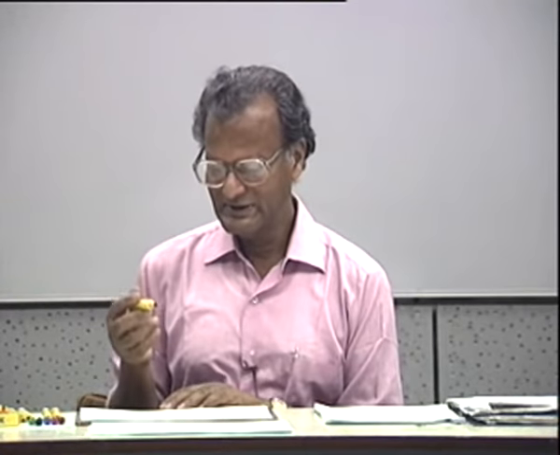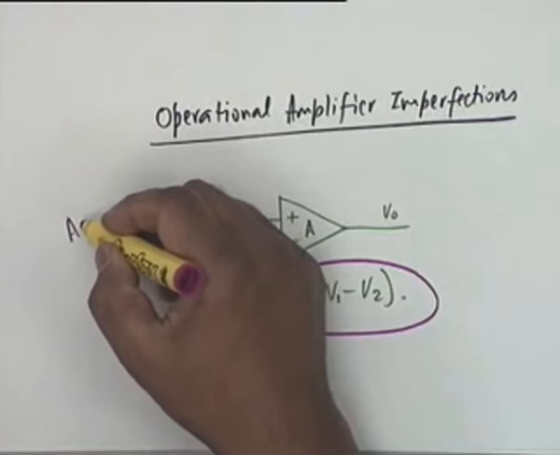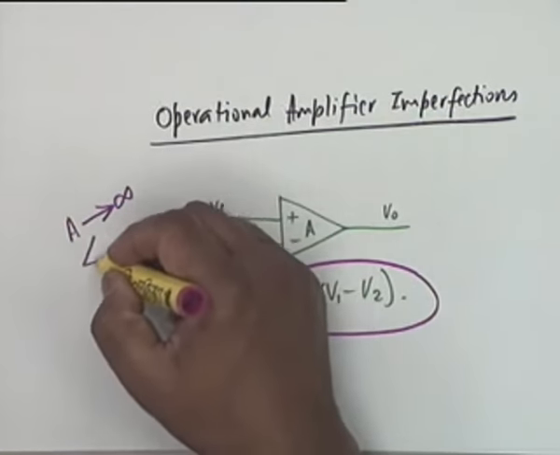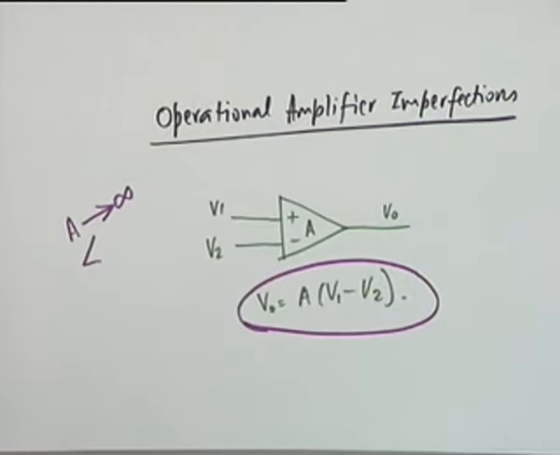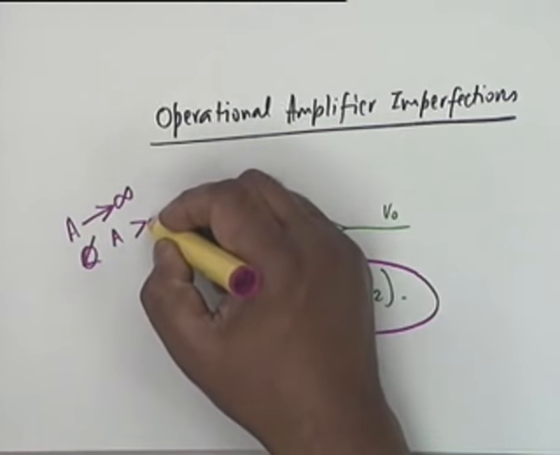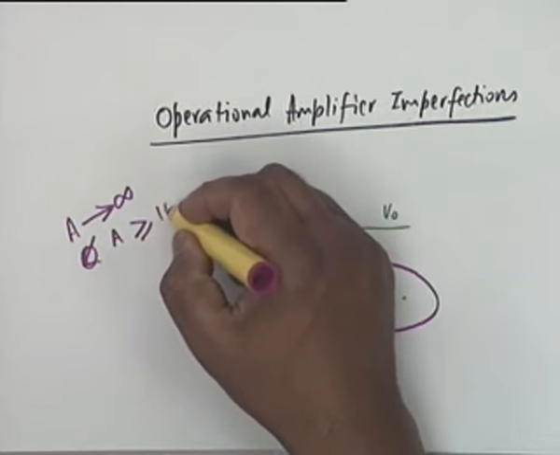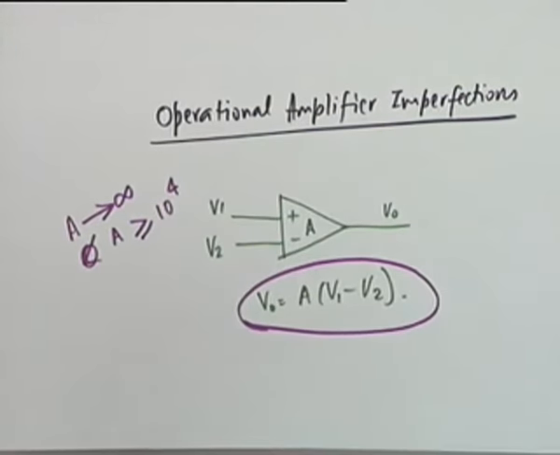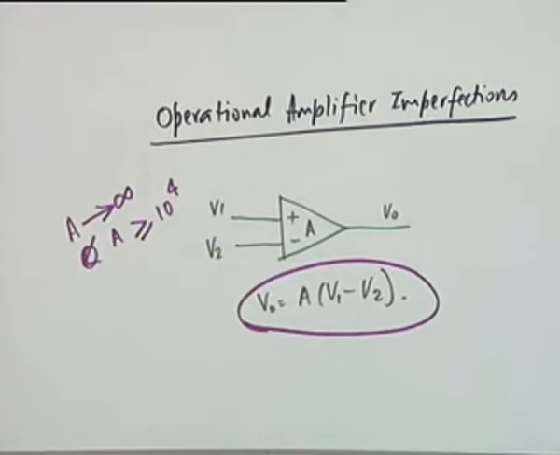The first imperfection is that capital A, we assume this to be infinity. Hardly ever is it more than 10 to the 6. For the usual op-amp that you get in the market, if you get anything less than 10 to the 4, you reject it. It will be useless. Okay? It must be much greater than 10 to the 4. In fact, 10 to the 6 is an approximate figure.